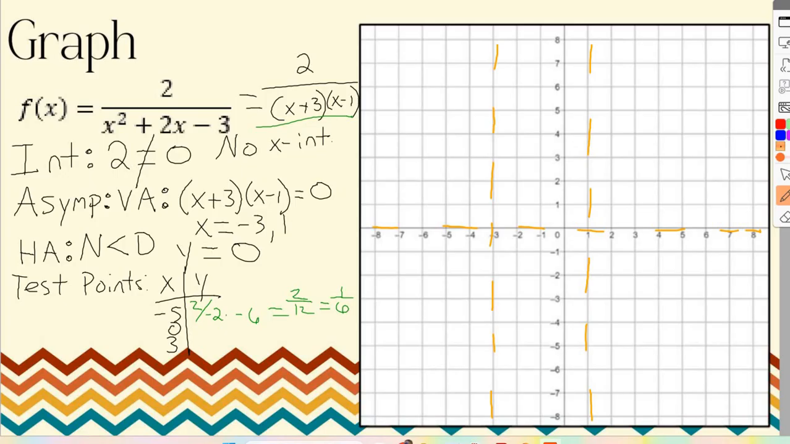0 is pretty easy. We still have a 2 on top. If I plug in 0 here, what are we going to get? 3 times -1, so we just get -2/3. Yes?